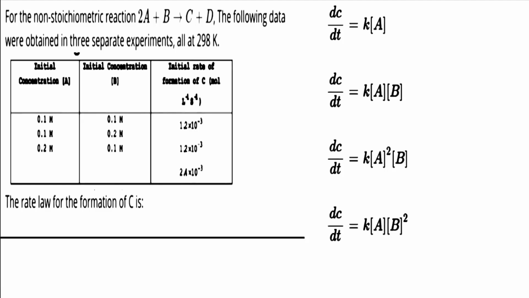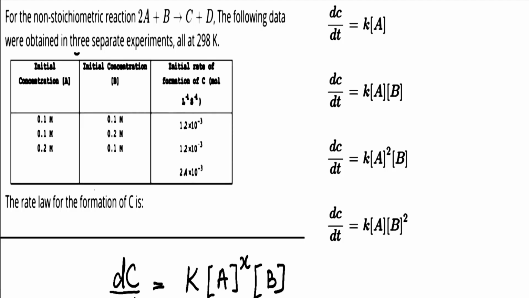Now in this question, we have been given the data which is obtained in 3 separate experiments, and the question is asking us to find the rate law for the formation of C. Now here first of all let us write down the rate law for the formation of C, which is dC by dt is equal to K concentration of A raised to power X and concentration of B raised to power Y.